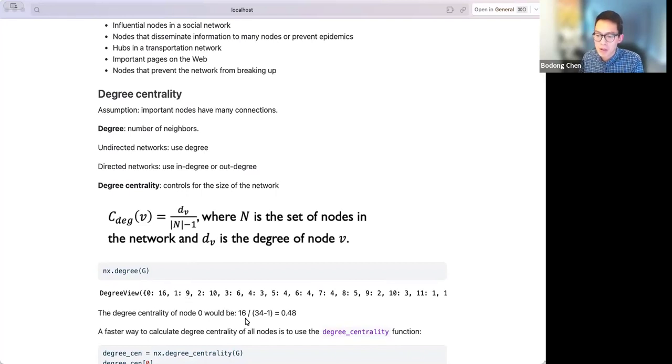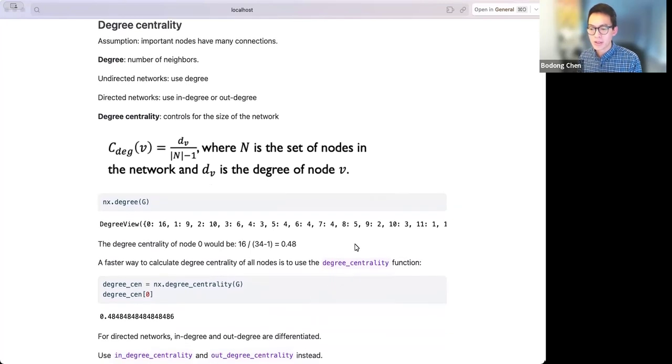And then you can manually calculate the degree centrality for every node. For example, if we take node 0, the degree of node 0 is 16, and then we divide 16 by 34 minus 1, where 34 is the size of the network, you get the number 0.48, which is the degree centrality of node 0 in this network. Again, this is manually calculating, but using the measure degree.